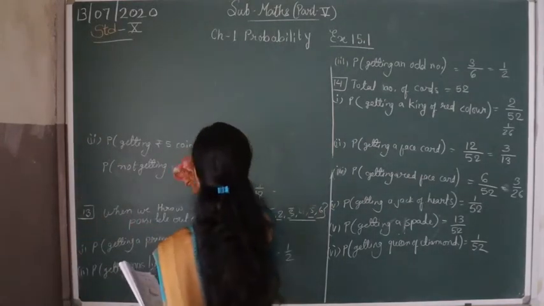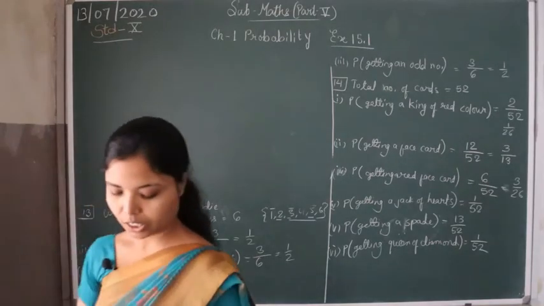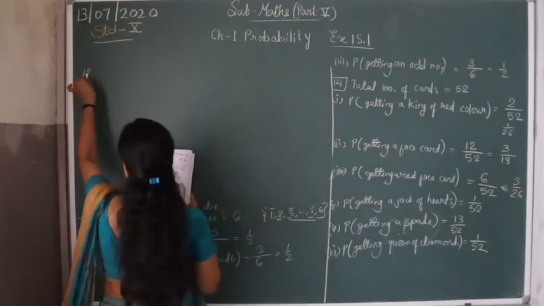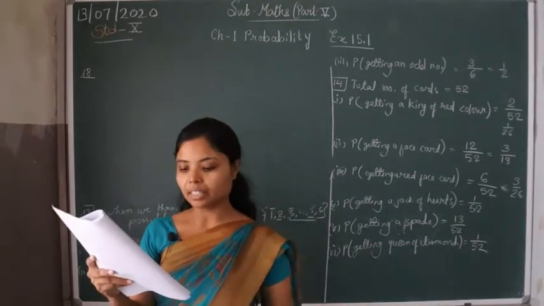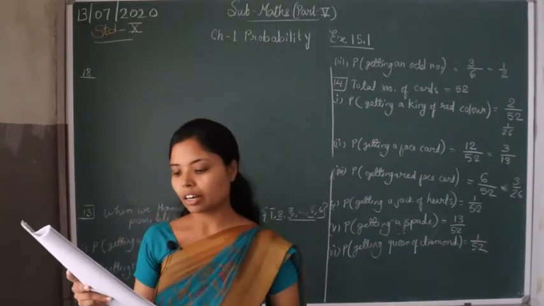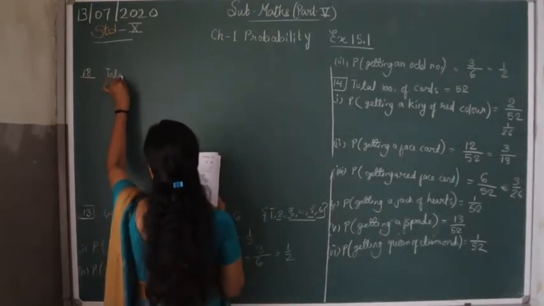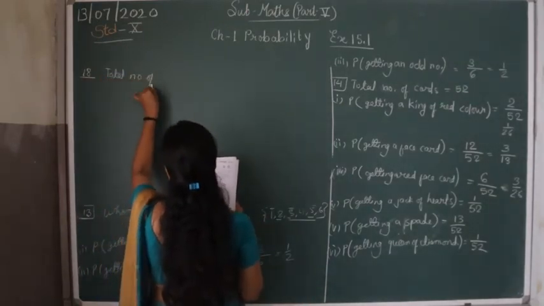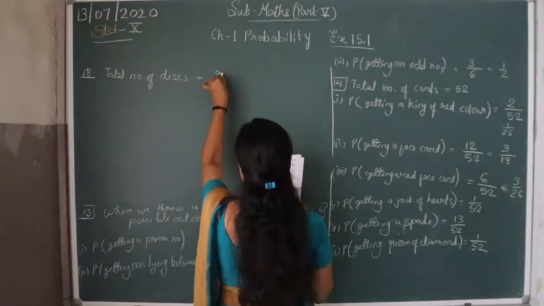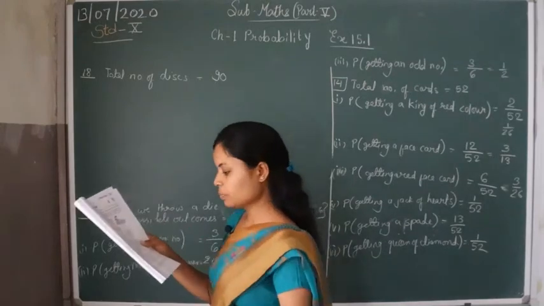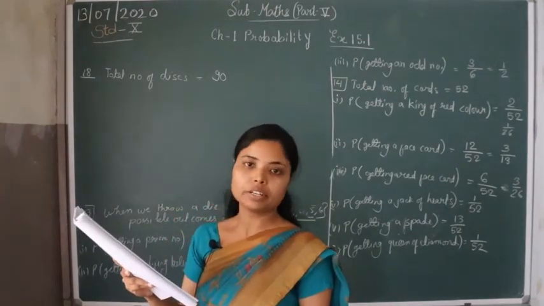Okay. Now we will solve the last question to understand probability very well. Question number 18. The question is, a box contains 90 discs which are numbered from 1 to 90. So the total number of discs is 90. Find the probability that it bears a 2-digit number.